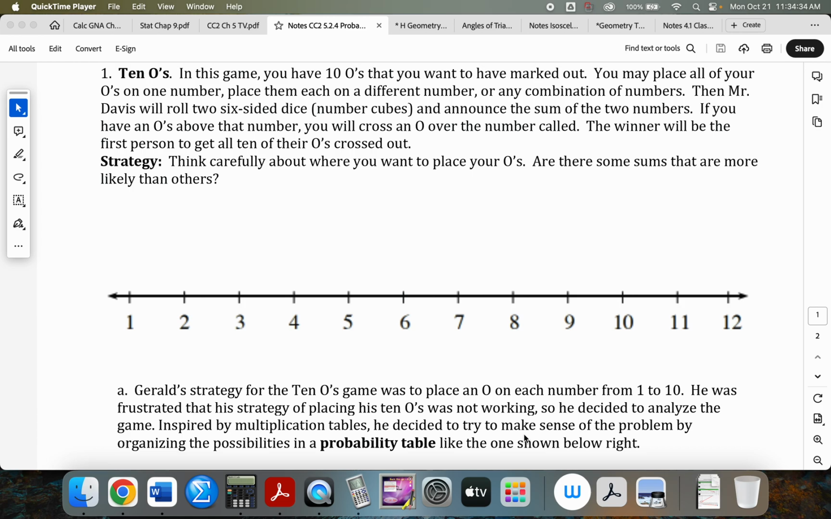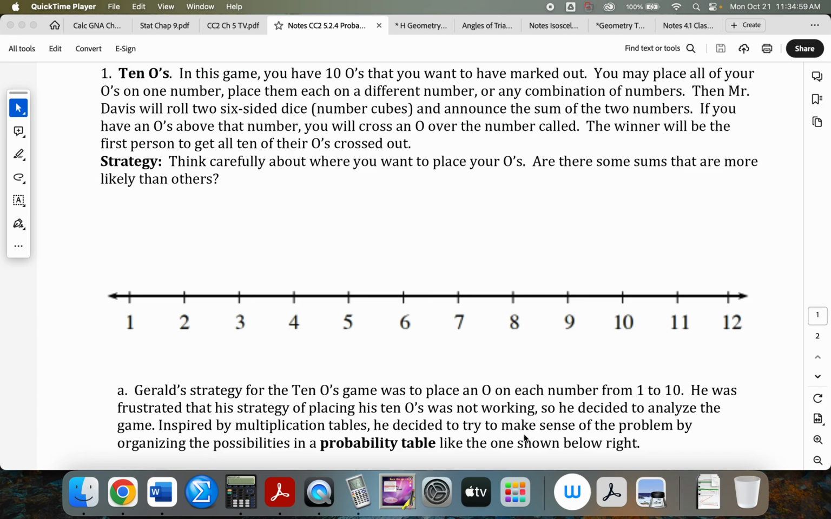Okay, I'm going to roll two 6-sided dice. I can't find my other one, so I'm going to roll one twice. And if you have an O above that number, you're going to cross out the O over the number that's called. The winner will be the first person to get all 10 of their O's crossed out. So, if you haven't done so already, place your 10 O's.